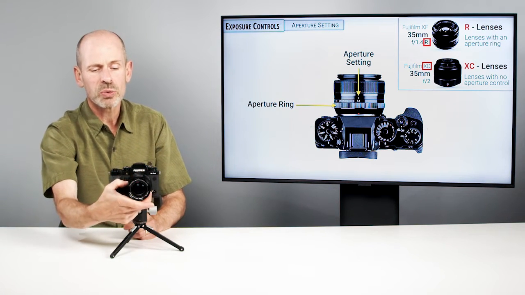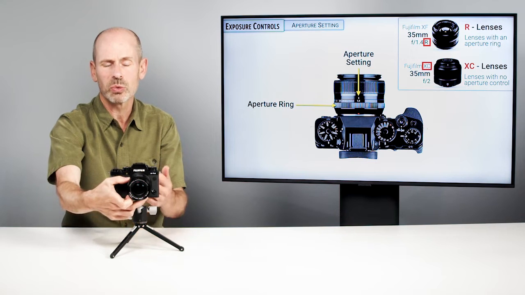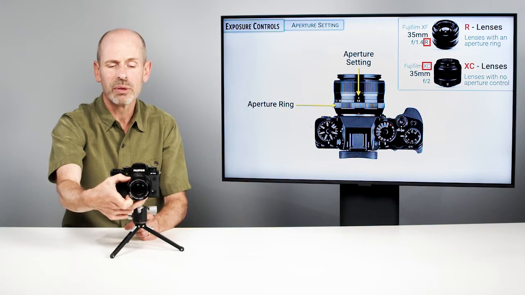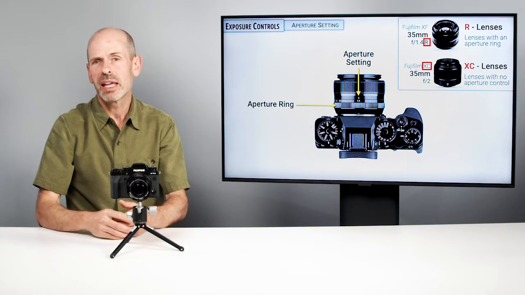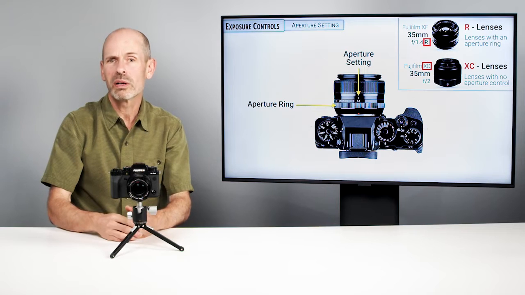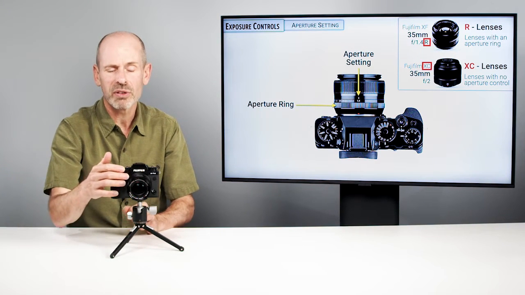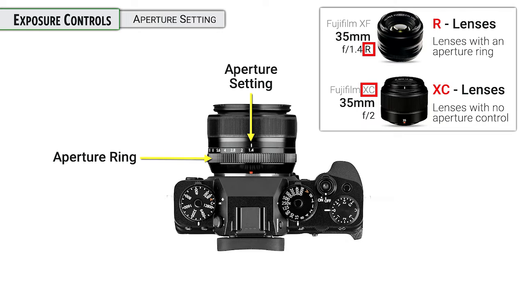Some of them, like this one, do not have any aperture indications as far as what aperture it is. It'll read it out electronically. Other lenses will have the numbers on there. It depends on whether the aperture is a fixed maximum aperture lens or if it's a variable. This one has a varying maximum aperture, and so they're not able to put those numbers on this particular lens.